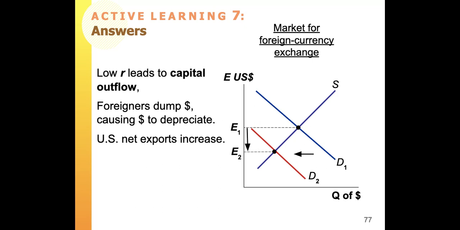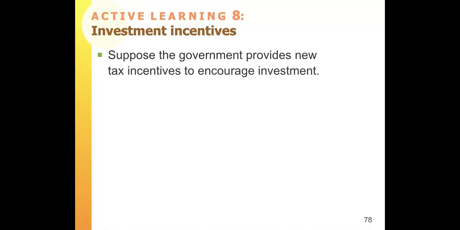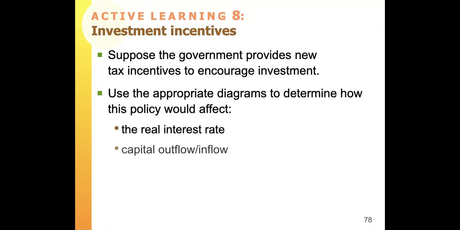You could have also shifted supply to the right with an increase of supply. Both of these things make the US dollar depreciate or go down. That will also make US net exports increase. I'm now going to have you go ahead and try Active Learning number 8.